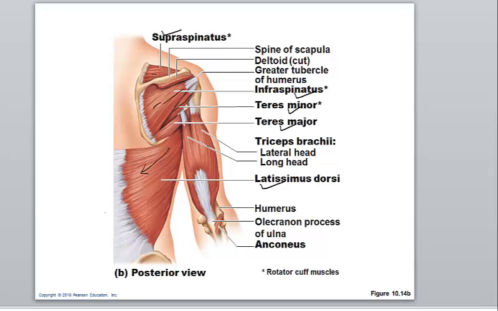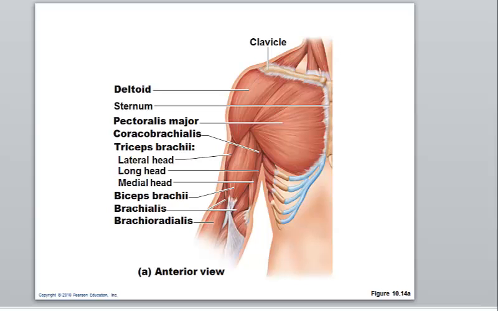Now we're going to talk about the muscles that cross your elbow joint and help in the movement of your arm. Okay, so that means we're going back to looking at this picture right over here. Okay, so you have your triceps brachii, biceps brachii, brachialis, brachioradialis, coracobrachialis as well. Coracobrachialis is for flexion and adduction of your humerus.